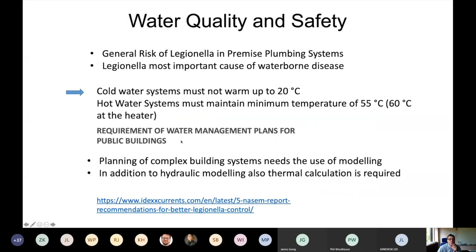We talked already during our committee about the risk of Legionella. For cold water, it is recommended to have the water below 20. Hot water should be above 55. But when we want to design and understand a complex building system, as Phil has the experience, we need the use of modeling and also the use of hydraulic modeling for thermal calculation. I will give you some examples.